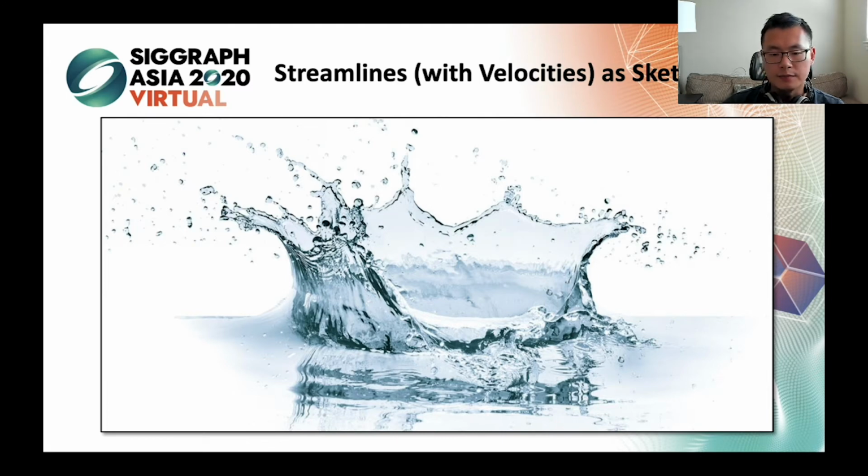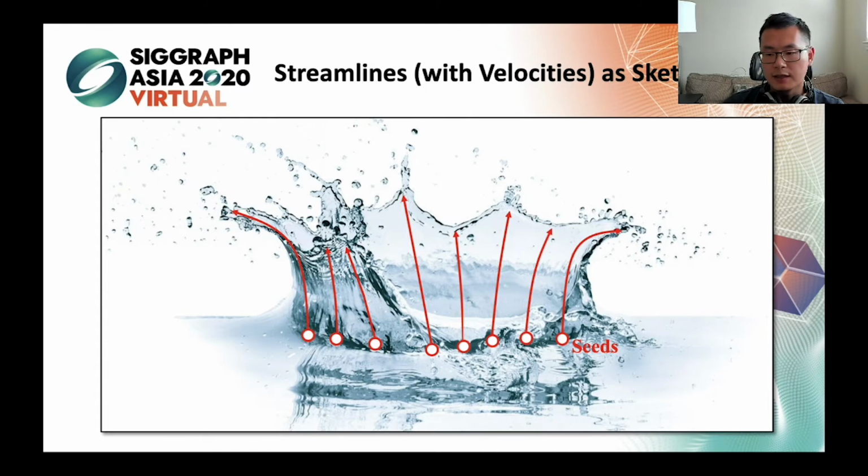For example, in this water crown, we can use a small amount of streamlines traced from some seeding points to represent the sketch of the flow. And this is what the users can draw.